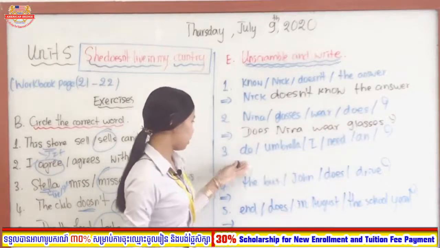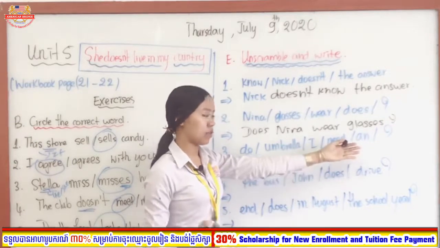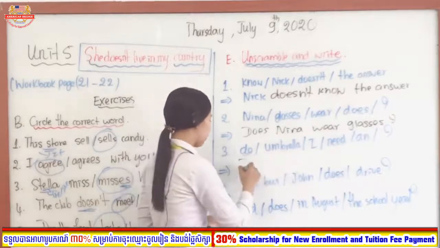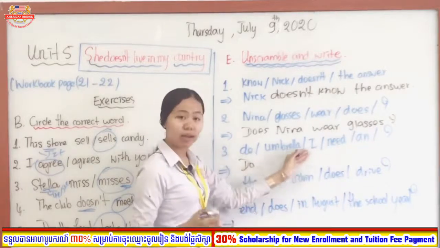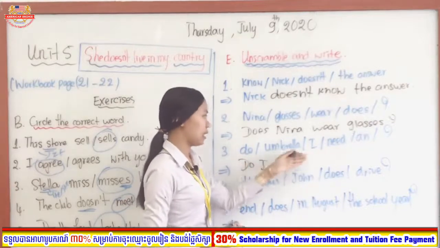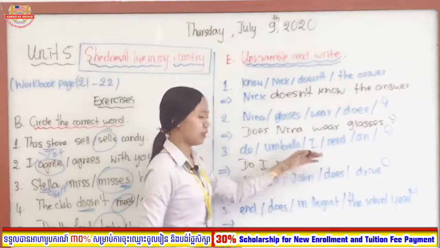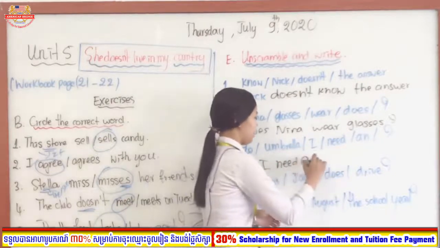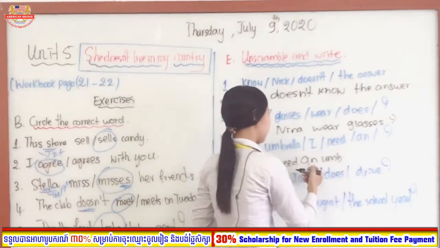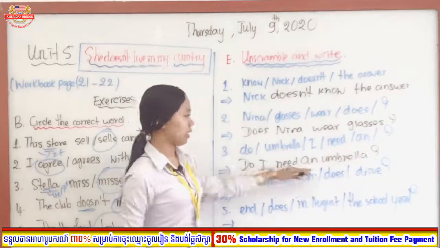Moving on to number 3: do, umbrella, I, need, and. So we have a question mark, so it is in the question form as well, like number 2. So we need to put the auxiliary verb first, so do, and then we have I, right? So it's the subject, so do or does plus subject, and then plus verb. So need, do I need, and then umbrella. You cannot put umbrella alone, right? You need to put an article first, an umbrella. So do I need an umbrella?